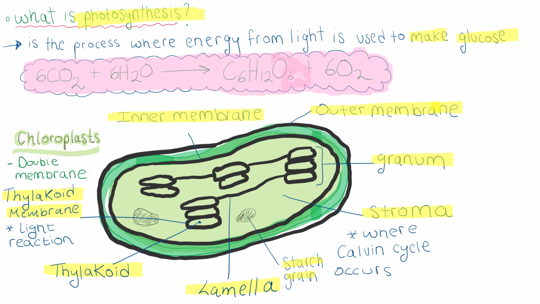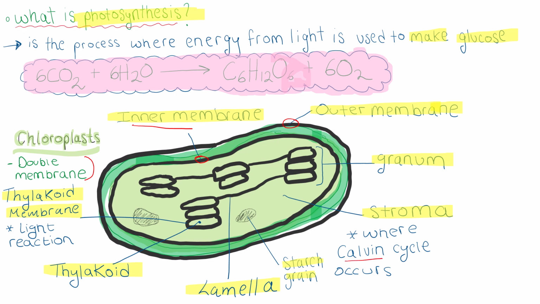Over here, we have the structure of the chloroplast. Now, one important thing to know about the chloroplast is that it has a double membrane. So we have our inner membrane, which is this part. We have our outer membrane, which is this part. We have the granum, which is a stack of the thylakoids. And over here is our stroma, where chemical reactions such as the Calvin cycle take place.